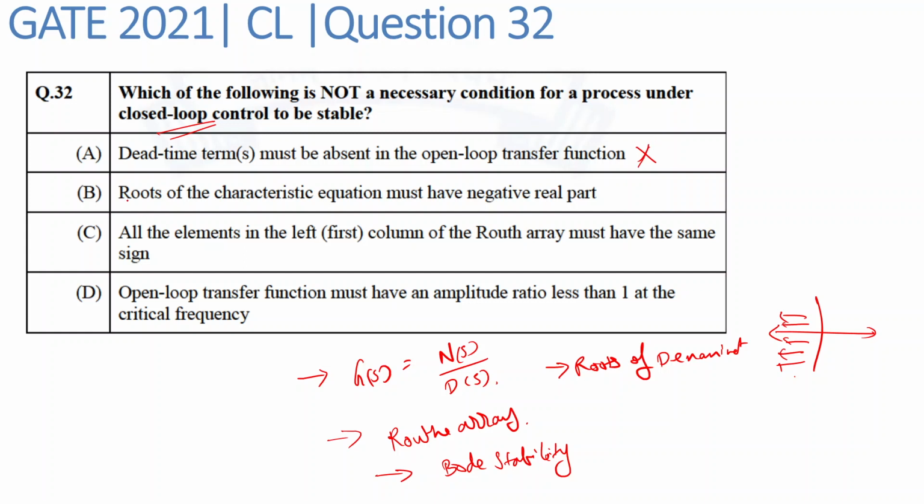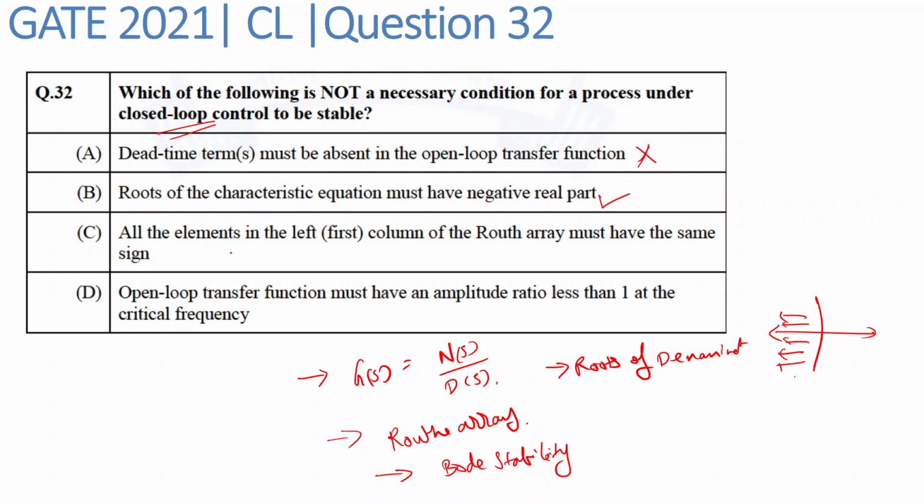Then option B states that roots of the characteristic equation must have a negative real part. So this one is true: for a system to be stable, the roots of the characteristic equation must have a negative real part.